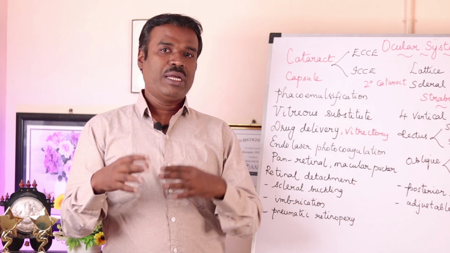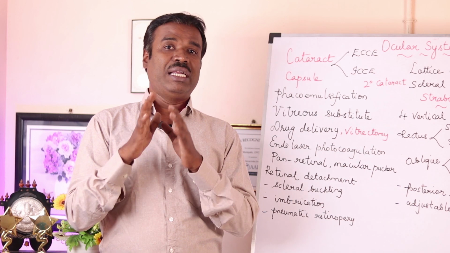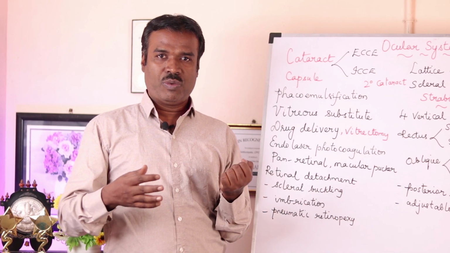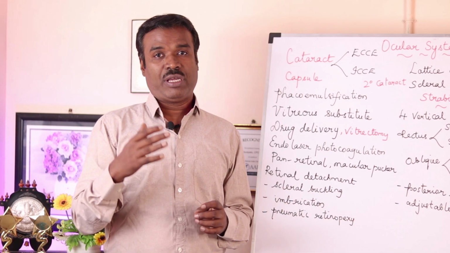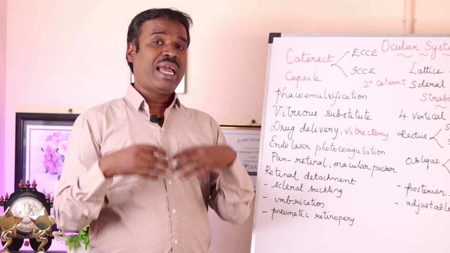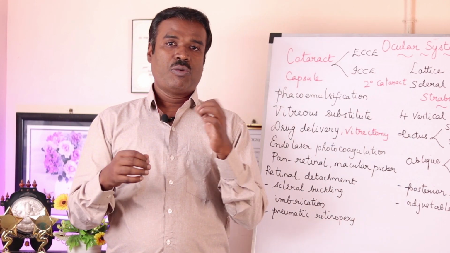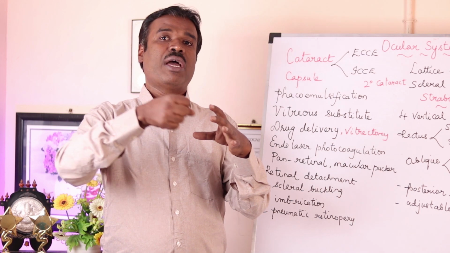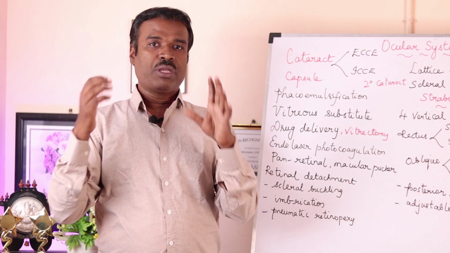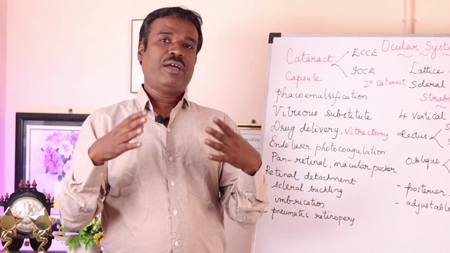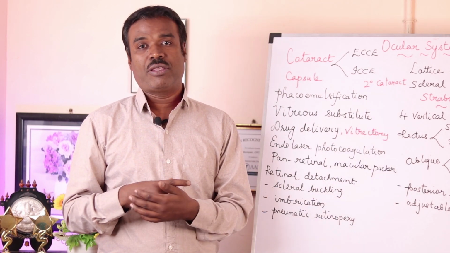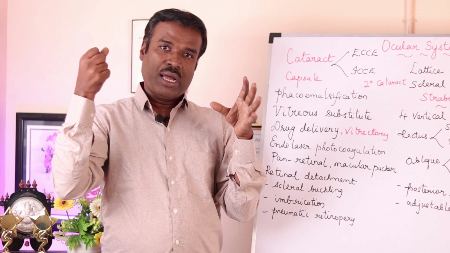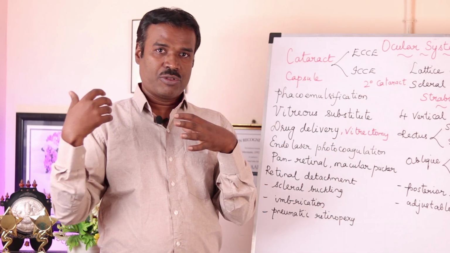So the most preferable would be an ECCE, where the capsule is kept intact and only the affected lens material is removed. And what is the process of this removal? We call it phacoemulsification. Phaco means lens, emulsify means to make into a paste. So the lens is made into a kind of paste material and then it is aspirated by suctioning it out. So the removal of cataract is by the method of phacoemulsification.